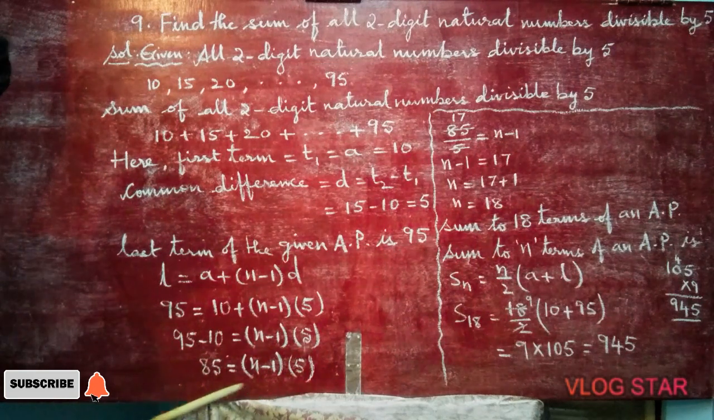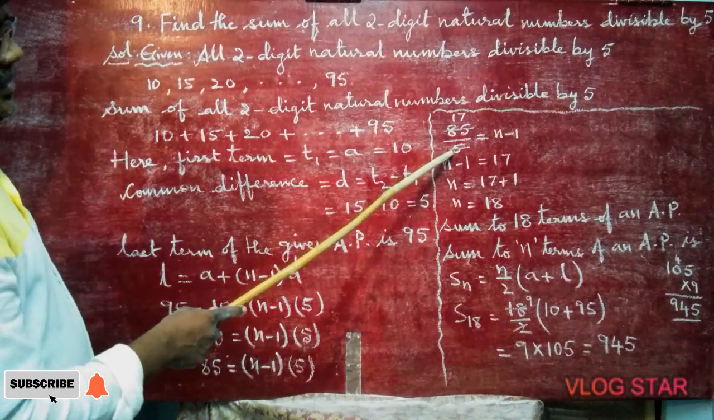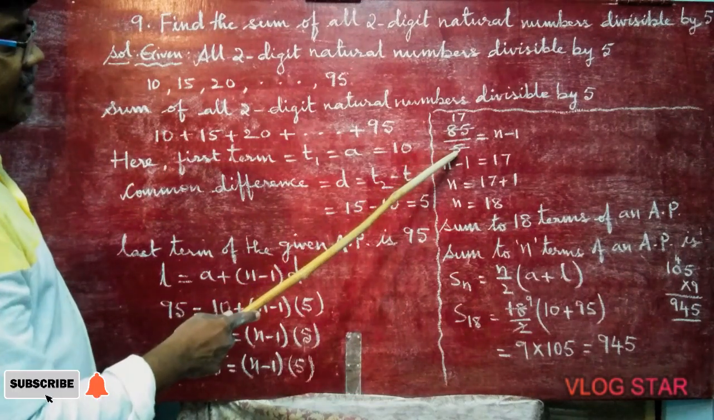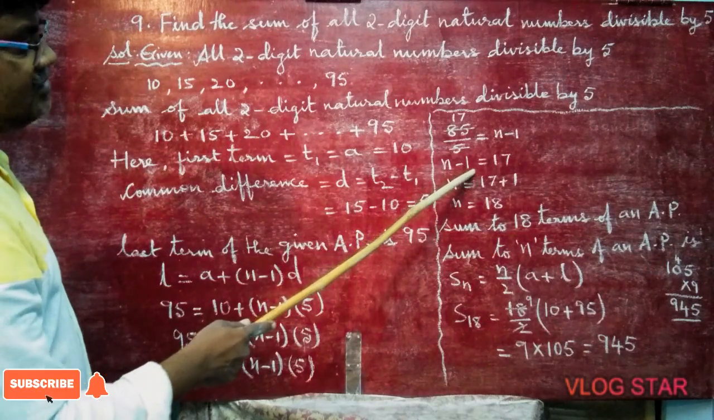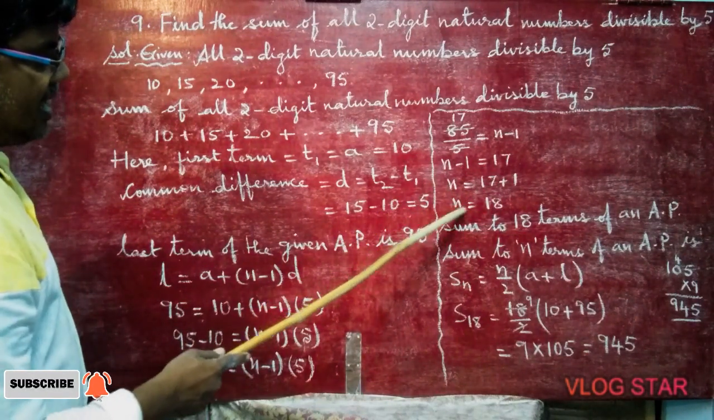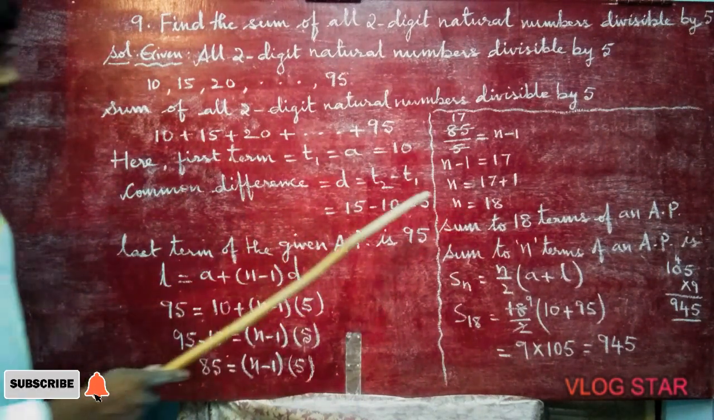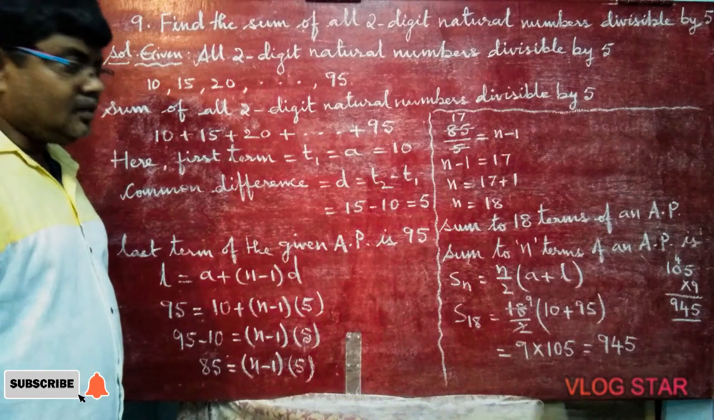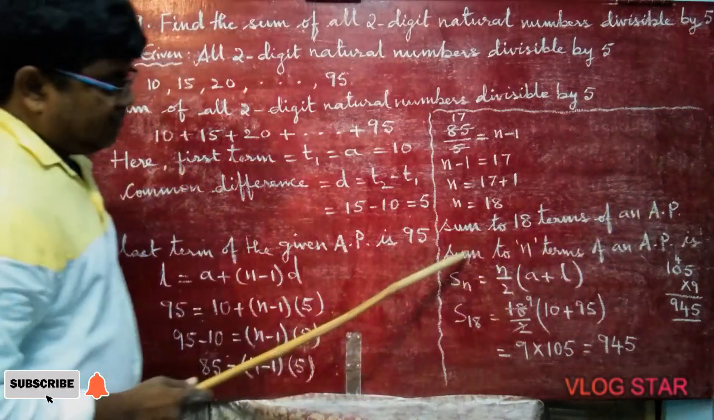Now multiplication coming from the right side to the left side becomes division. So 85 divided by 5. 5 goes in 85 17 times. So n minus 1 is equal to 17. Minus 1 goes to that side, plus 1. So n is equal to 17 plus 1, which is 18. So how many terms are there? 18 terms are there. Now we are going to add the sum to 18 terms of an AP. We know the formula.